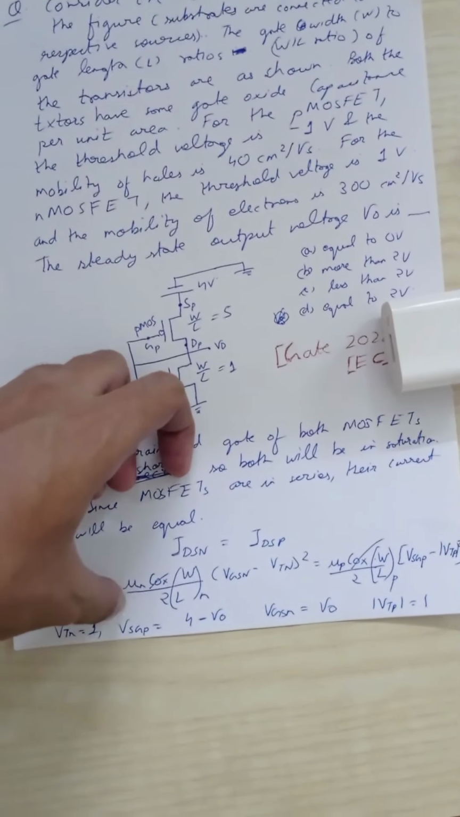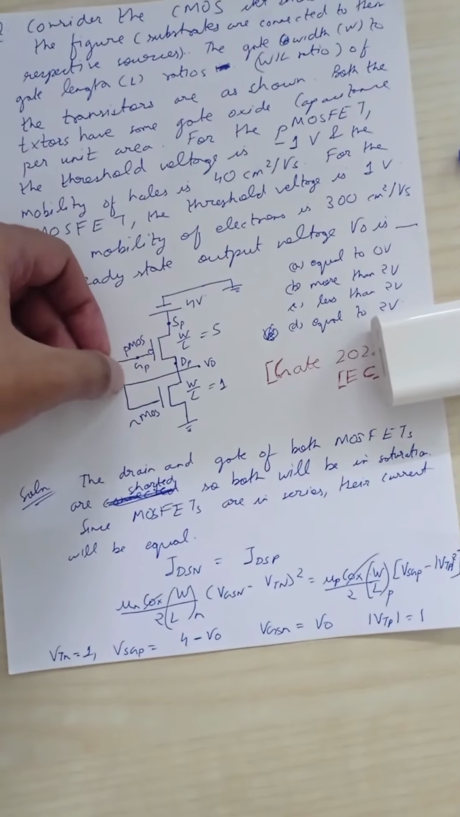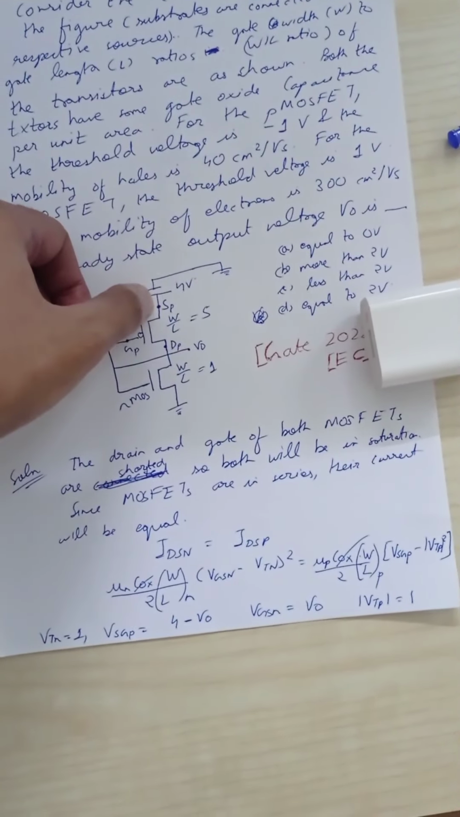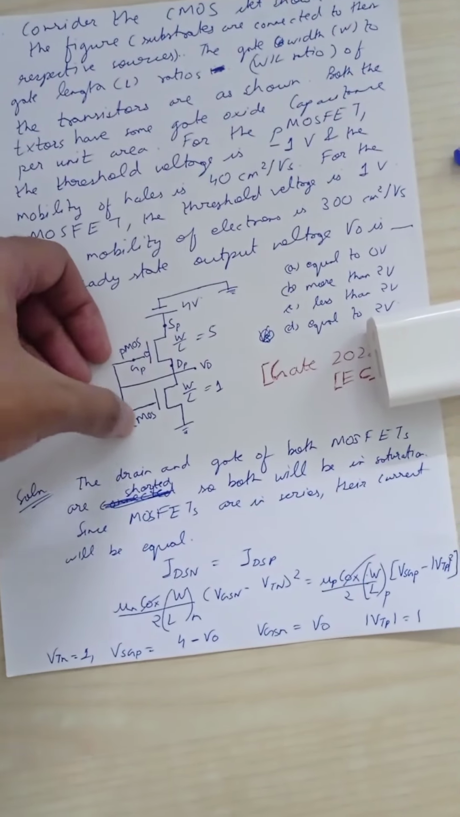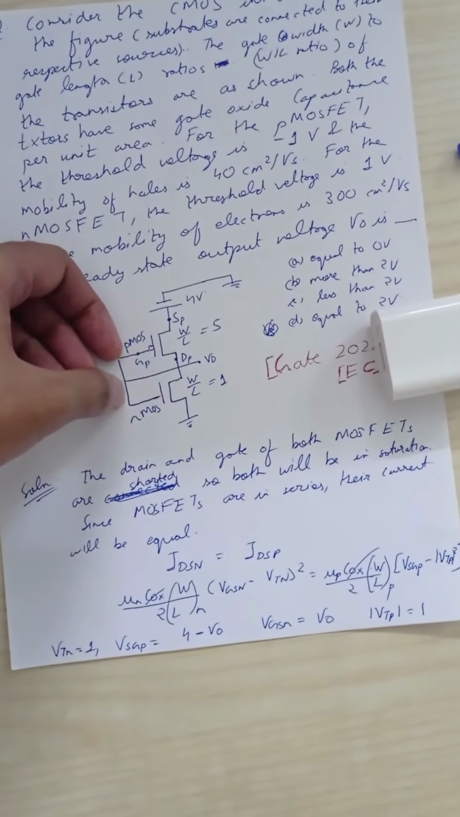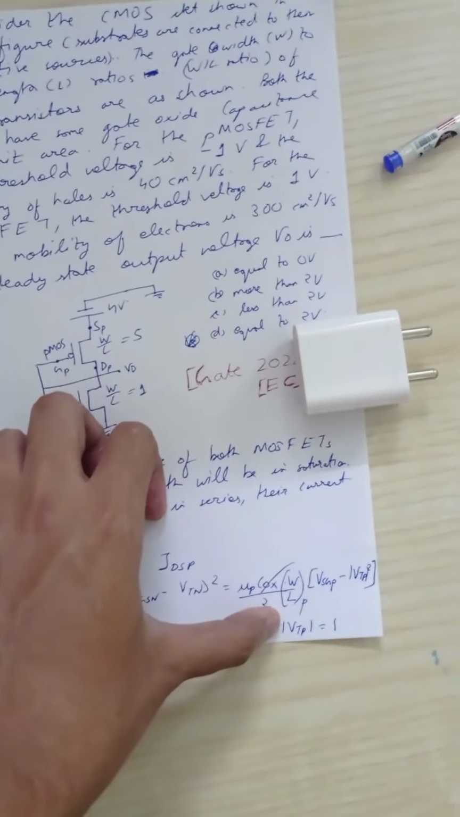VTN is given as 1, VSGP will be 4 minus V0, because the gate is connected to V0 and the source is connected to 4 volt. Then VGSN will be equal to V0, because the source is grounded and the gate is connected to V0, and mod of VTP will be 1 volt.